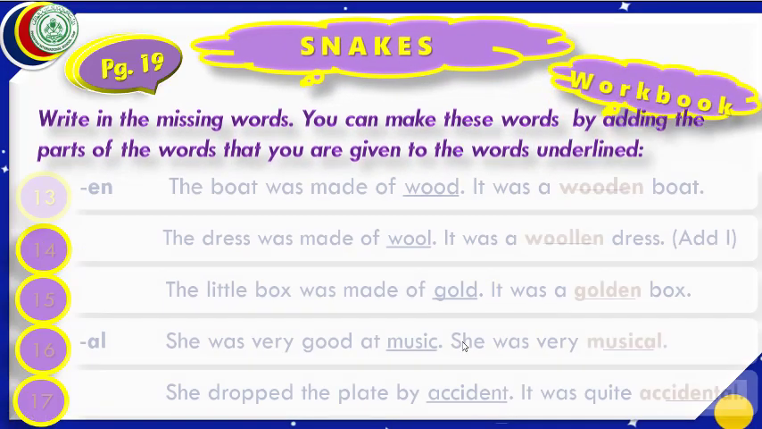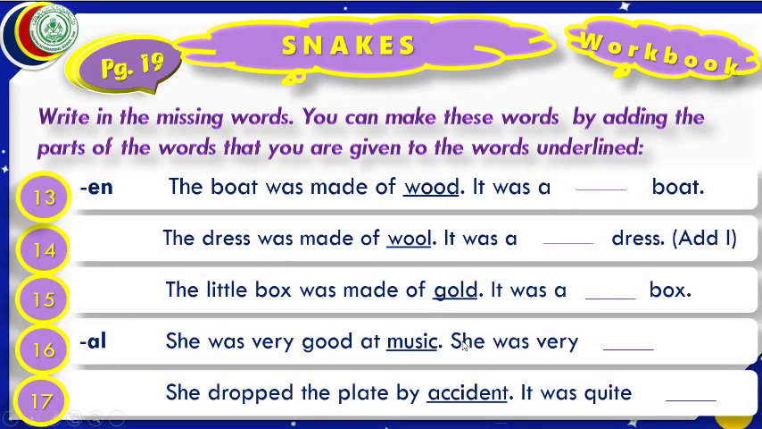Dear students, we have done 12 parts. Let us move to the next. Here is written, we shall add en at the end of the underlined word. The boat was made of wood. It was a wooden boat. The dress was made of wool. It was a woolen dress.